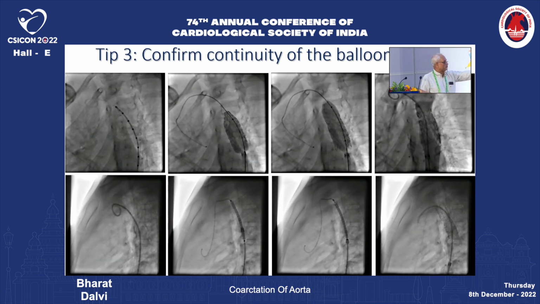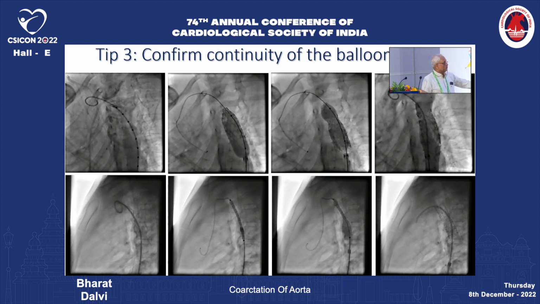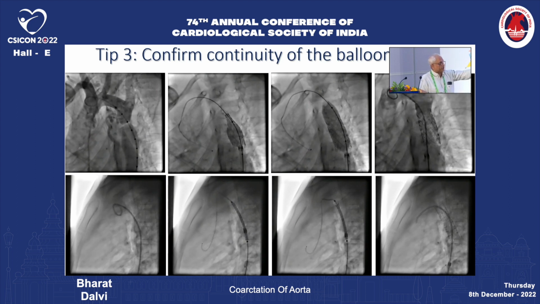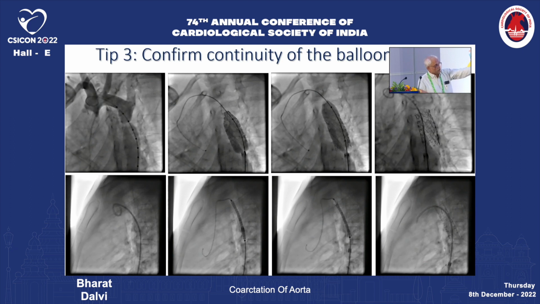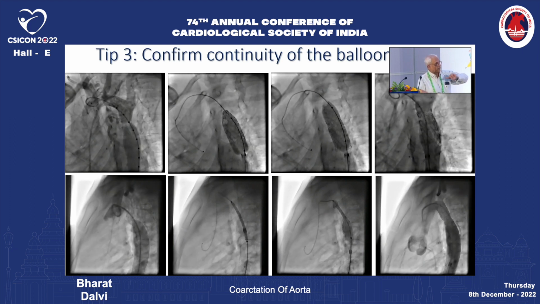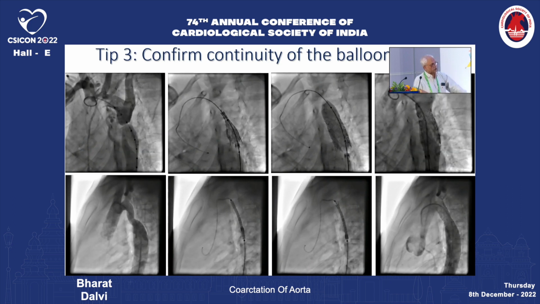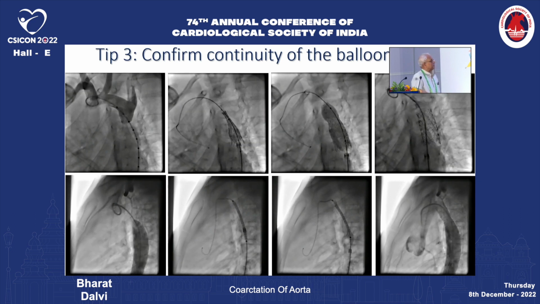As against this, if you see the second row of CNAs, you will see that we don't come out of the sheath completely. We keep the sheath in the proximal part of the balloon. We confirm that the distal and proximal part of the balloon are in communication, and only then we withdraw the whole sheath and then deploy the stent. So this is one of the important aspects.